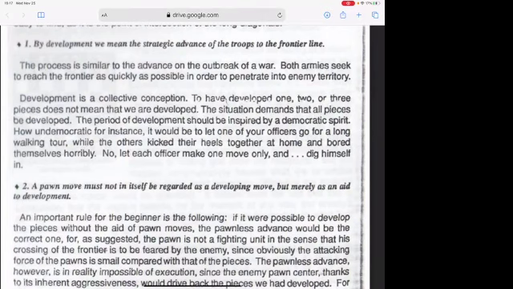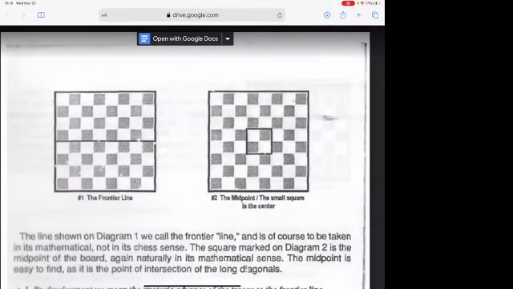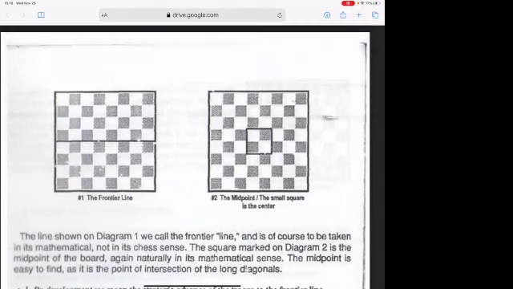All right, so by development, we mean the strategic advance of troops in the frontier line. Okay, so chess is a war game, everybody. The frontier line is right there. When Mr. Nimzowitsch is saying development, he's basically saying get your pieces to the frontier line, right? As quick as possible.